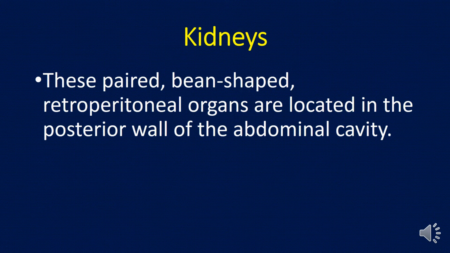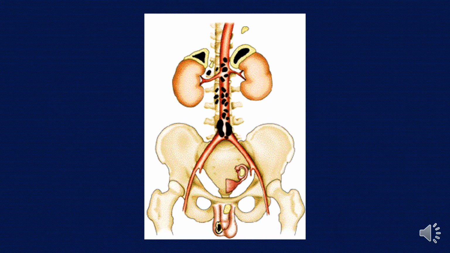Kidneys. These paired bean-shaped retroperitoneal organs are located in the posterior wall of the abdominal cavity. So on this picture you can see the position of the kidney. In the upper part of the kidney are the suprarenal endocrine glands. You can see them here on this picture.